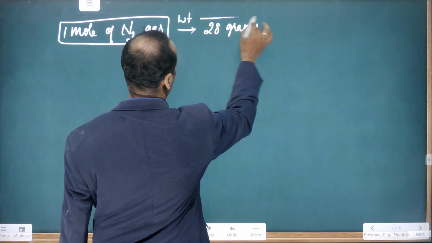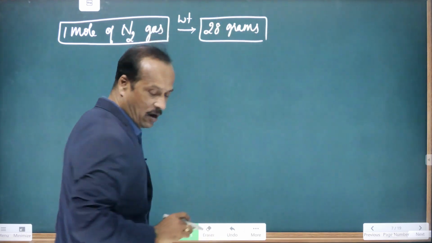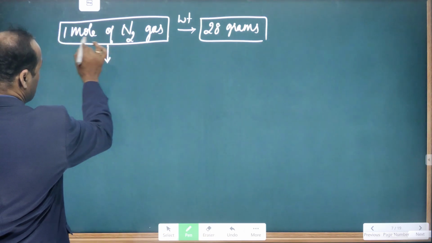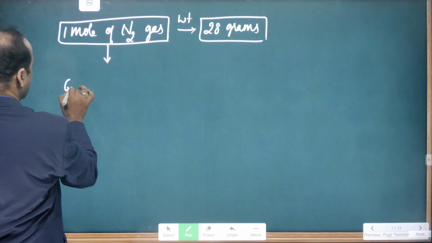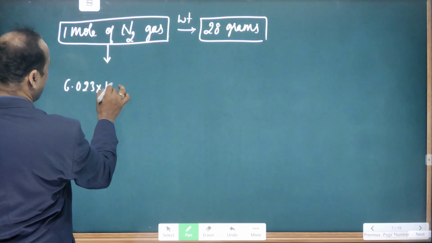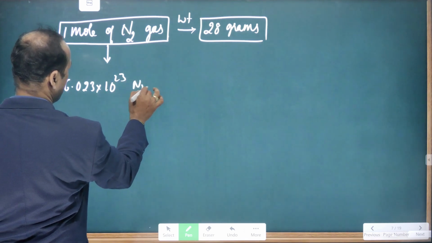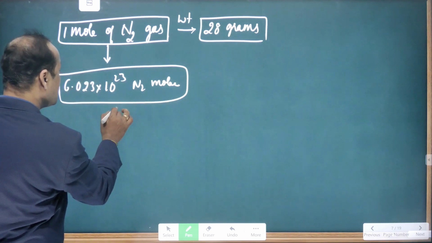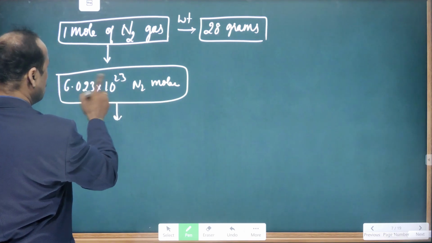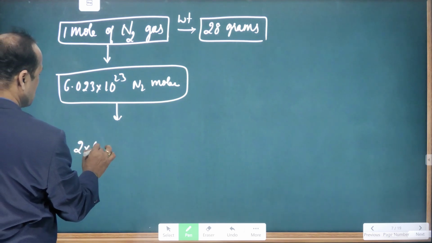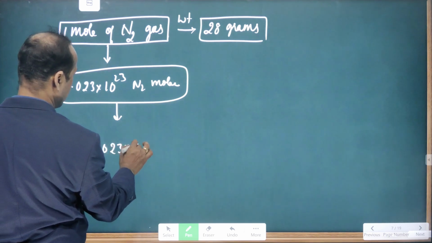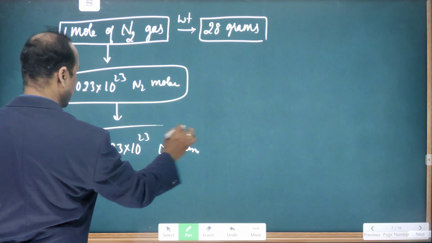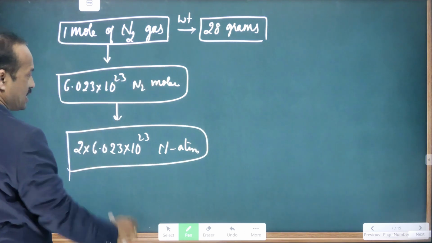How many grams? 28 grams, right? And 1 mole of nitrogen contains how many molecules? So 1 mole of nitrogen contains 6.023 into 10 to the power of 23 nitrogen molecules, right? Now, how many atoms does it contain? Each molecule contains 2 nitrogen atoms. So just multiply by 2: 2 into 6.023 into 10 to the power of 23 nitrogen atoms. Like this we can calculate the mass, numbers and everything.